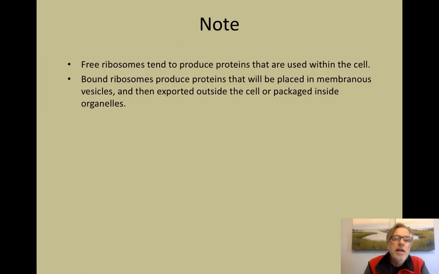Just as an aside, free ribosomes tend to produce proteins that are used within the cell, and bound ribosomes tend to produce proteins that will be placed in membranous vesicles and then exported outside the cell or packaged into organelles within the cell. And that'll become more clear to you later as we move on.